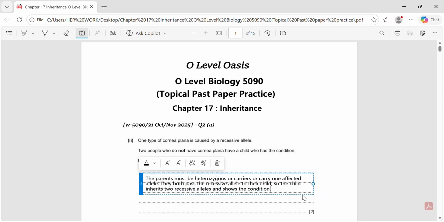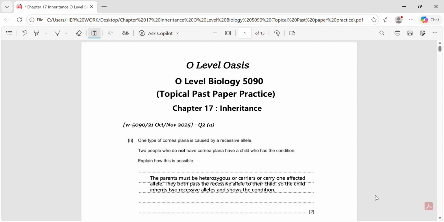They both pass the recessive allele to their child, so the child inherits two recessive alleles and shows the condition. Even though the parents appear normal, they each carry one recessive allele, and when both of these are passed to the child, the child ends up with two recessive alleles, which results in the condition being expressed.